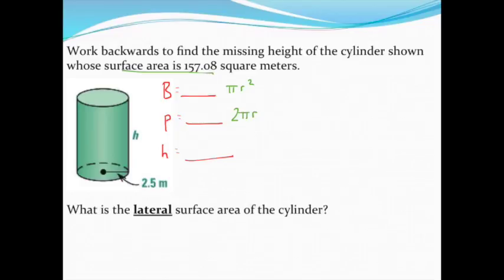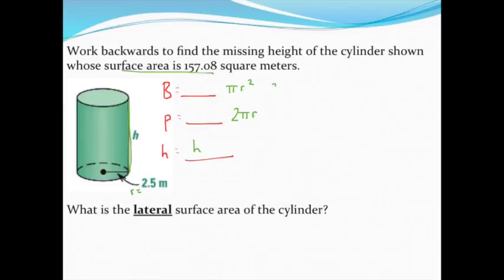So let's see what's missing from our cylinder this time. We may be missing the height, we may be missing the radius. I can see that the height is what's missing. That's what they have not told me. I'm just going to put an h in my height blank. The radius of the circle is 2.5 meters. I see they gave me that. So I should be able to find the area of the base as well as the perimeter of the base.